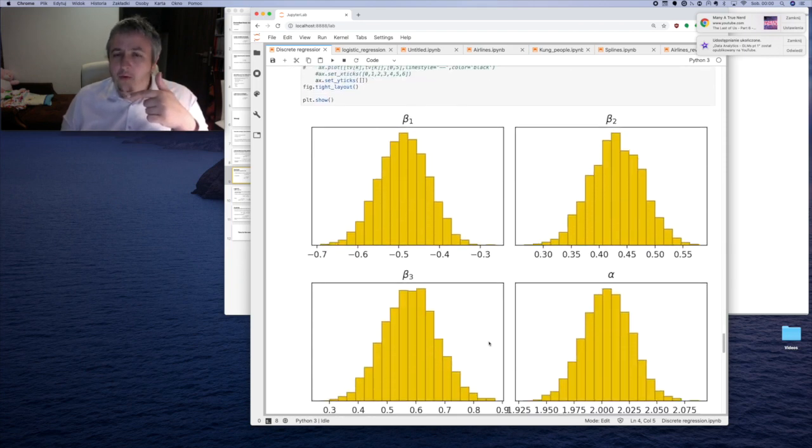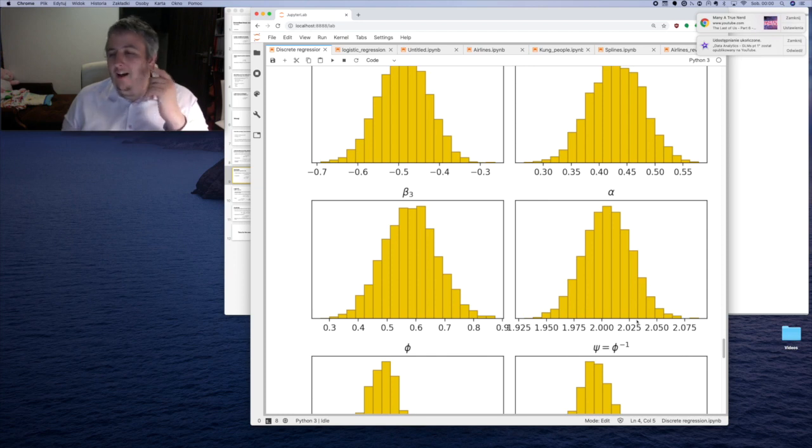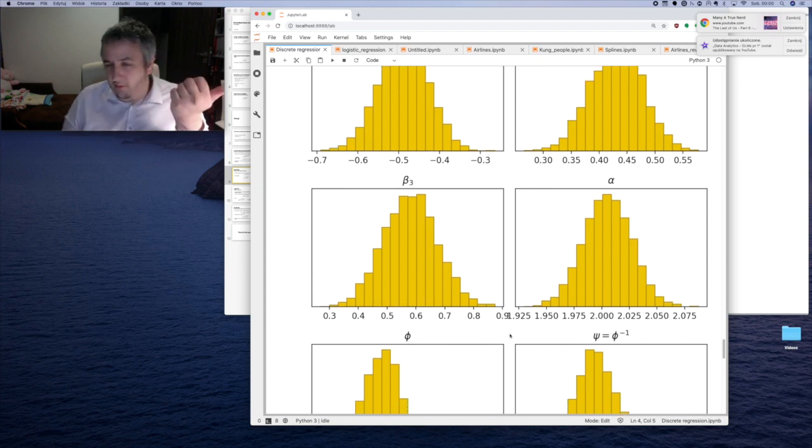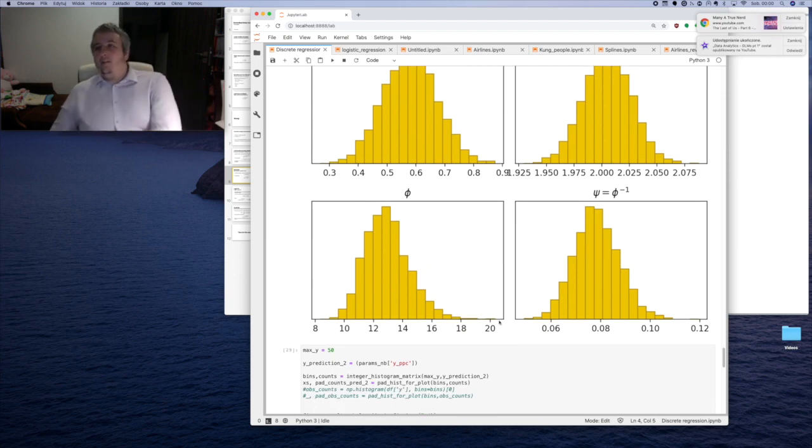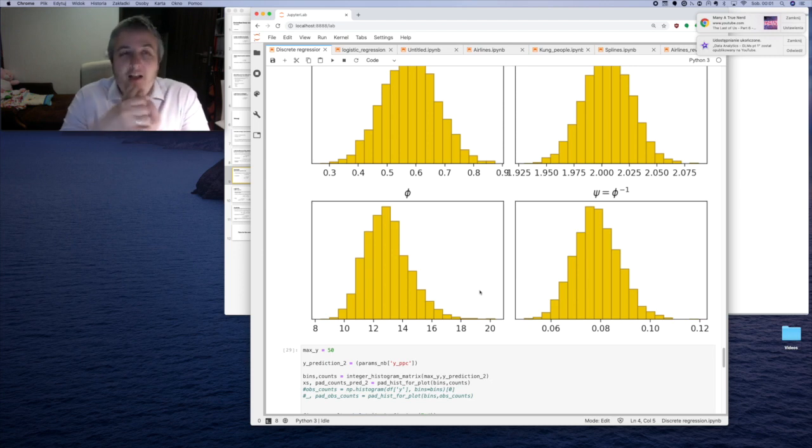Beta 1, beta 2, beta 3 and alpha are still in similar ranges of values. However, phi and in consequence psi, which is the inverse of phi, show us how far we are from the Poisson distribution. While psi has small values, which suggests closeness to the Poisson distribution, we can see in the phi histogram that we still have a rather big spread, and it is not approaching the Poisson distribution from the observation.